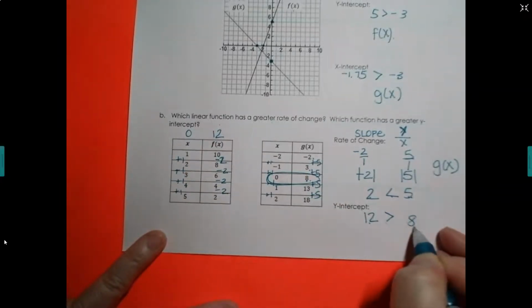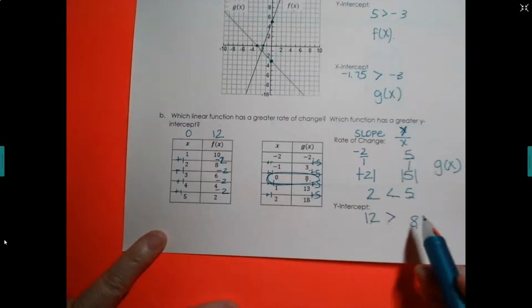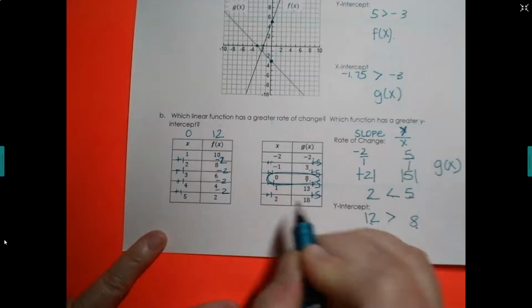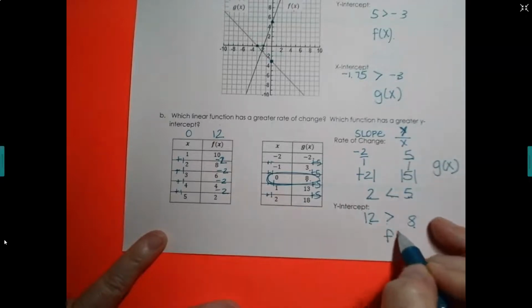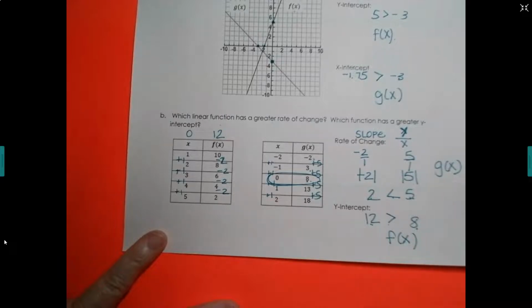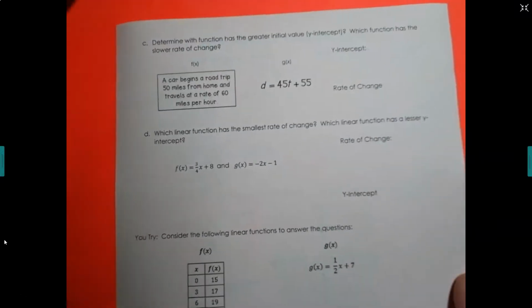12 is greater than 8. My question is, who has the greater y-intercept? Well, 12 does, and that belongs to f of x. Okay? All right, let's take a look at the back. Remember, you can always go back and look at all of these at your own leisure.